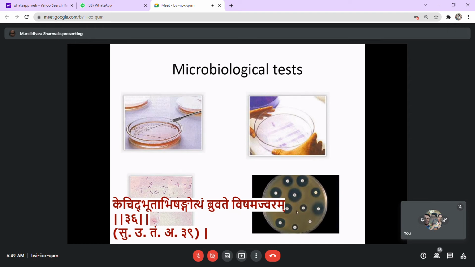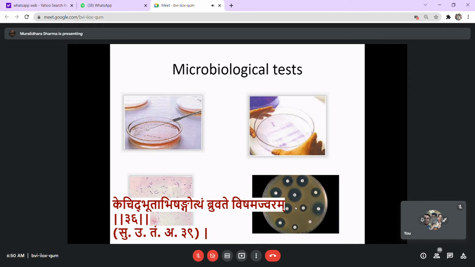Now, whether that concentration is biologically feasible or not. Suppose an antibiotic is sensitive to an organism in a very high concentration, which cannot be achieved in a human body, even if you have done the culture sensitivity test and it has become positive, it may not be practically feasible. So, the resistance of organism to antibiotic can be made out. Anyway, that's about the basics of the microbiology.